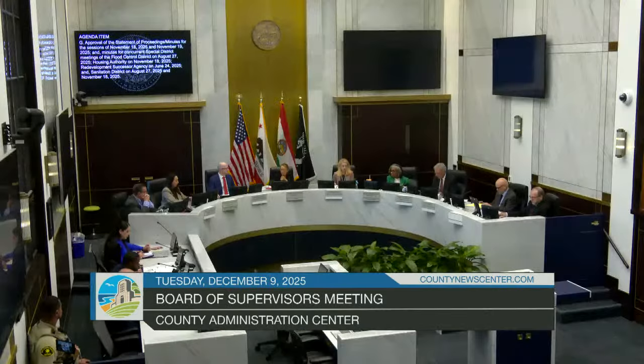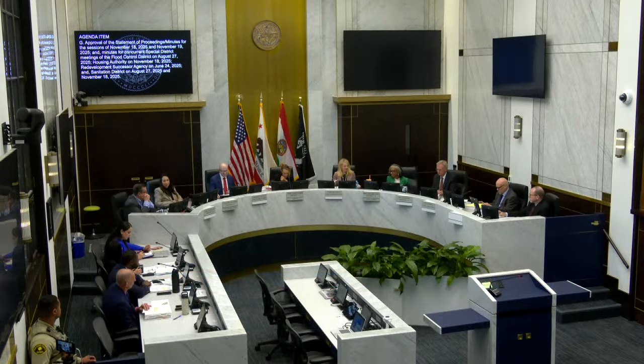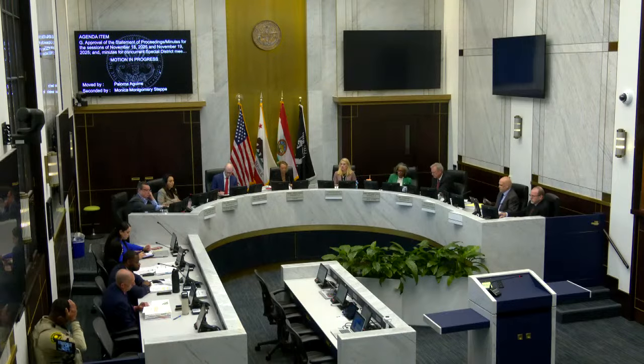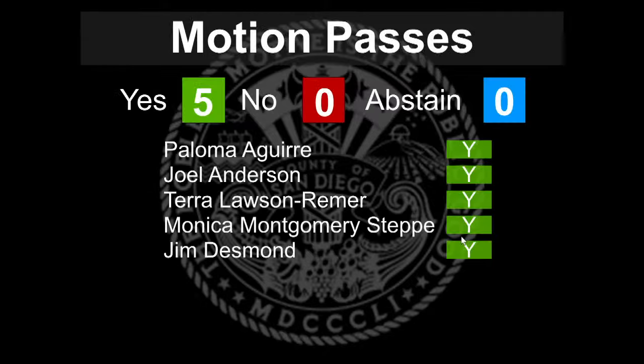So moved. Okay. We have a motion by Supervisor Aguirre, and I think Supervisor Montgomery Stepp beat you to the punch. She's the second on that, so thank you for that. We have a motion and a second. Andrew, please call the roll. Chair Lawson-Remer, that motion passes unanimously with all supervisors being present and voting aye.